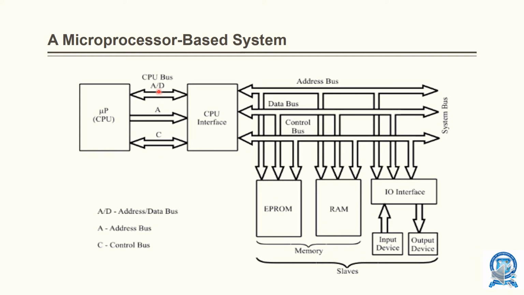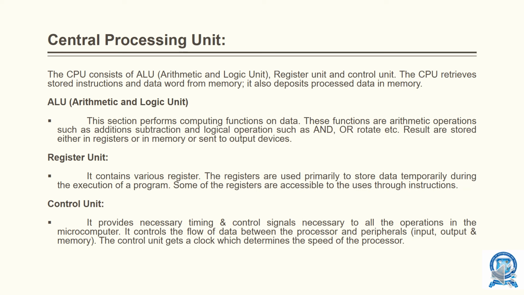Here you can see the various buses. Three buses are there in the bus system. The first one is the address bus, the second one the data bus, and the third one the control bus. Now we are going to discuss the central processing unit or the CPU. The CPU consists of an ALU, a register unit, and a control unit.